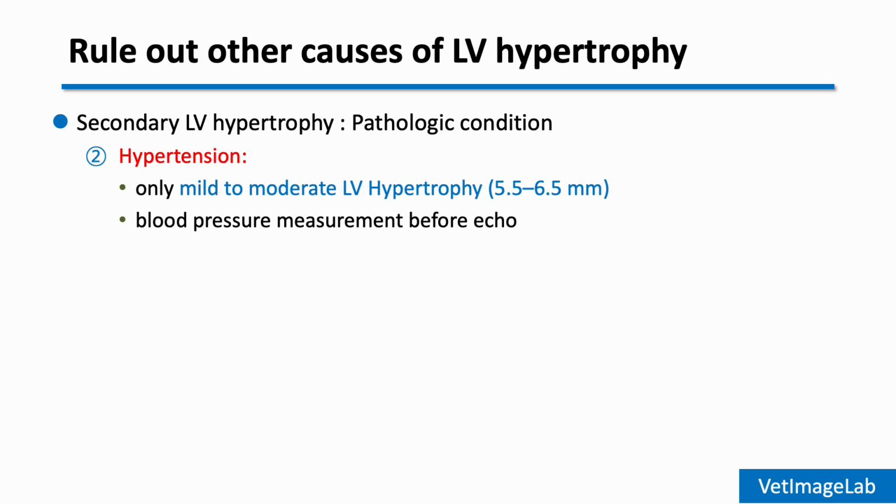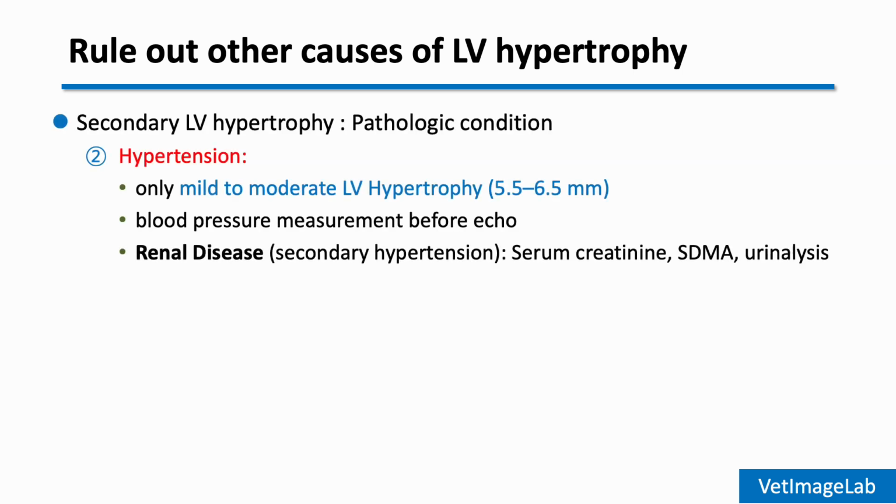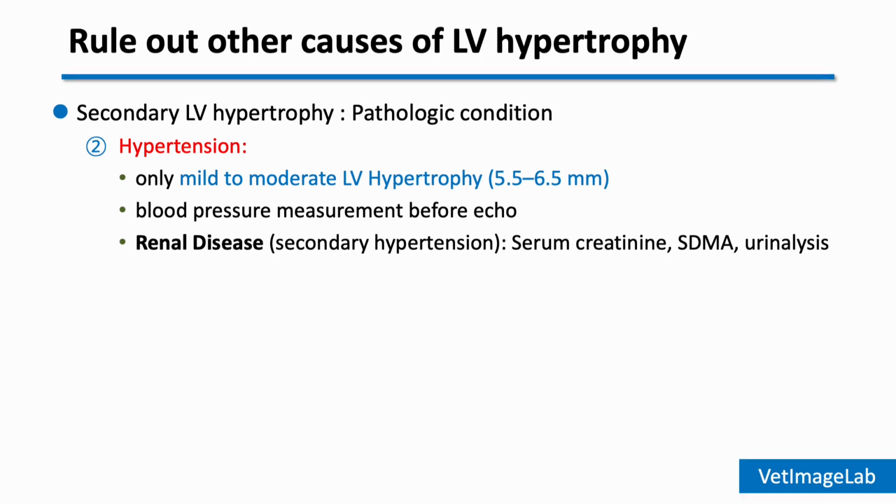Hypertensive cats typically develop only mild to moderate left ventricular hypertrophy, usually between 5.5 and 6.5 millimeters. So it is critical to measure the blood pressure before performing echocardiography. Also consider secondary causes of hypertension, such as chronic kidney disease. In that case, check serum creatinine, SDMA, and perform a full urinalysis. By ruling out these conditions, we can improve the accuracy of HCM diagnosis and ensure that treatment decisions are appropriate.